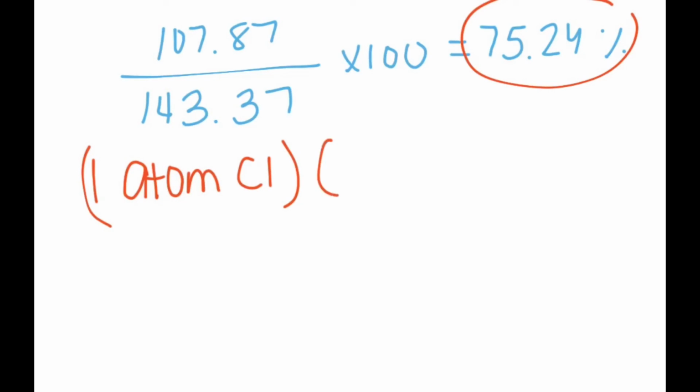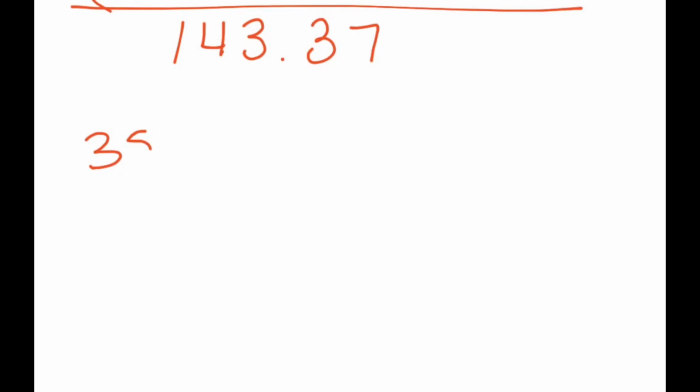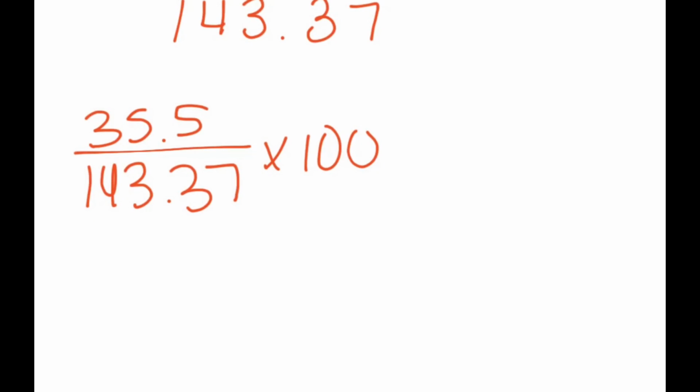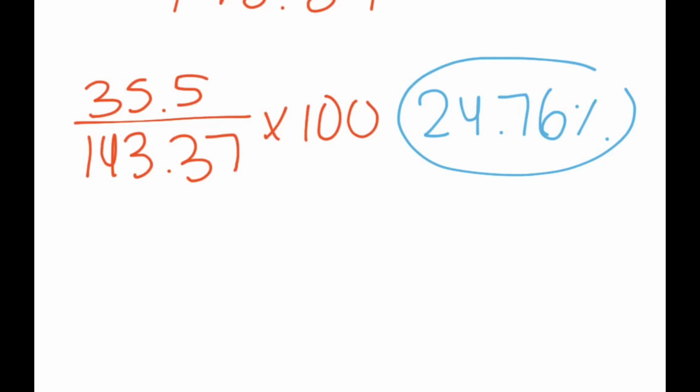Then you multiply that by the molar mass of chlorine, which is 35.5 AMU, all over the entire formula weight, which you saw was 143.37. You take this and divide it by the formula weight and multiply it by 100 to get your percent. Therefore, your answer would be 24.76%.